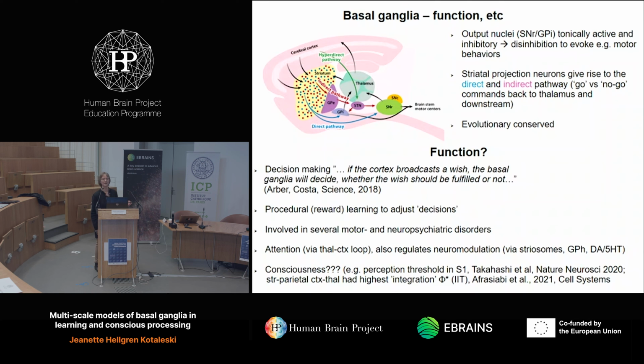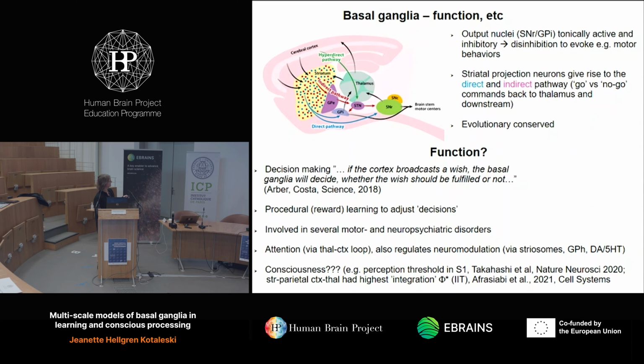So then what about function? This is now a more mouseified illustration. We said we had two output stages that are quite functionally similar to each other, globus pallidus interna and substantia nigra reticulata. And those are tonically active and inhibitory, and they keep centers in the thalamus and in the brainstem under tonic inhibition. And this inhibition can be increased or decreased to evoke behavior.